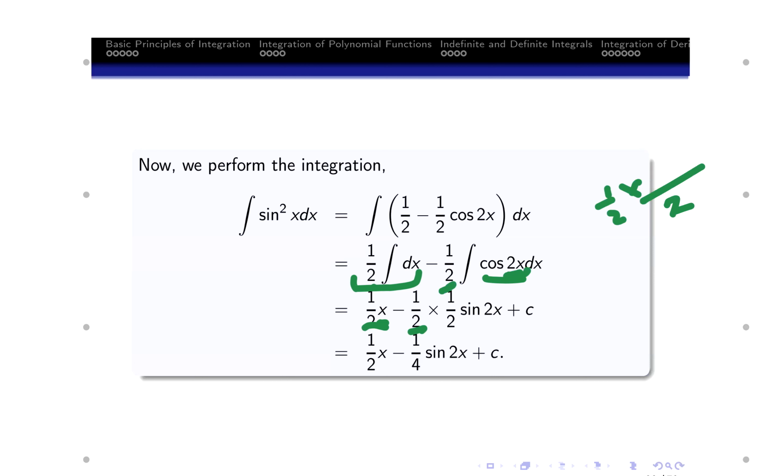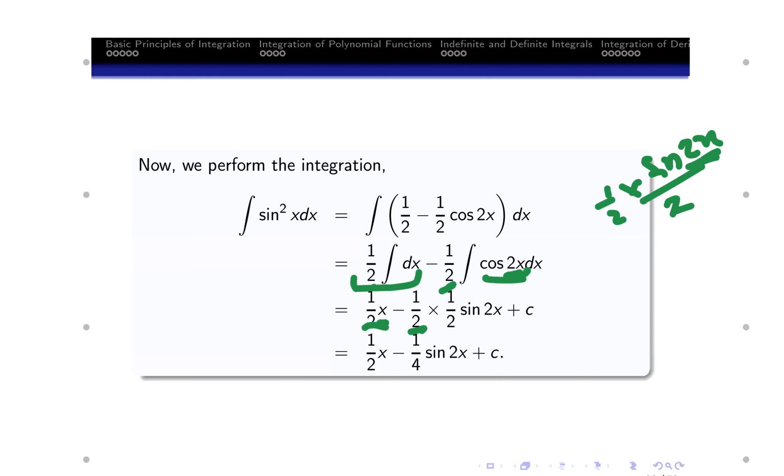Then when you integrate cos, you get sine, so the sine 2x comes back. Normally, when you differentiate cos, you get minus sine. When you differentiate sine, you get cos. So if you integrate cos, you just get your sine back. But because of this 2x, if you differentiate 2x, you get 2. So you divide by 2 because you're integrating. In the case of differentiation, you multiply by the 2.